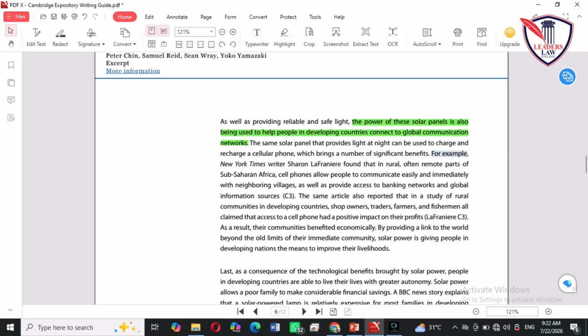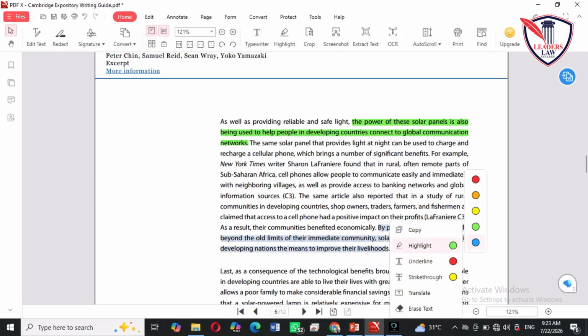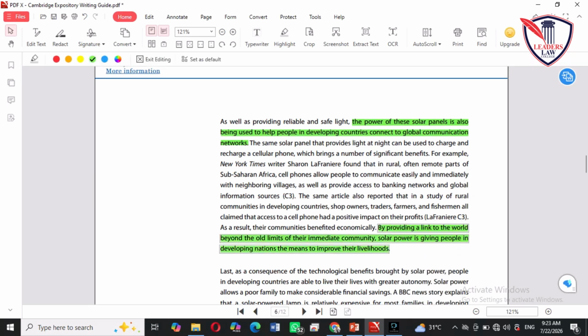You can have a look at these examples as well. You can read it. You can stop the video. You can read it as well. And then the writer has ended this paragraph with this line. Let me highlight it and read it for you. So, by providing a link to the world beyond the old limits of their immediate community, solar power is giving people in developing nations the means to improve their livelihood. So, see, the beginning of the paragraph and the ending of the paragraph are very relevant, very similar.